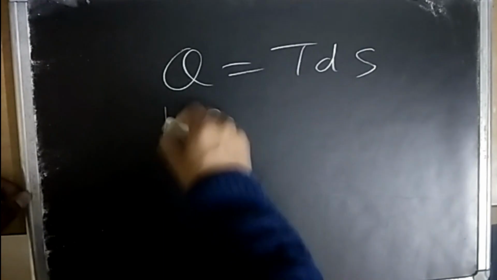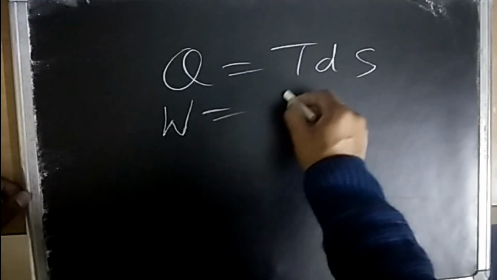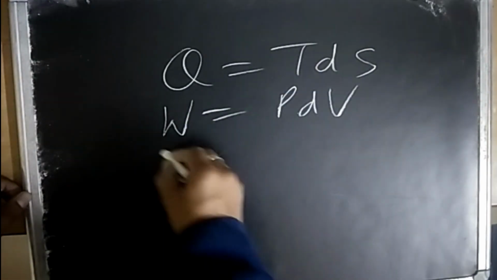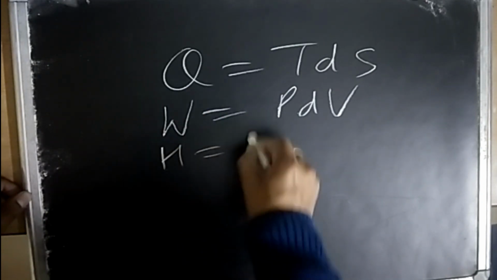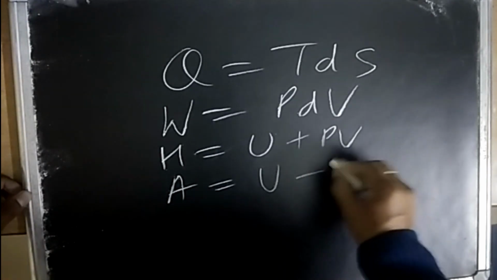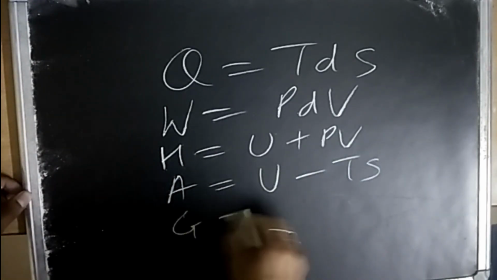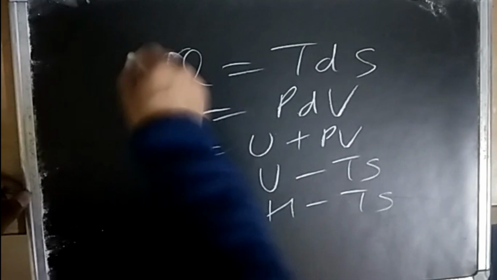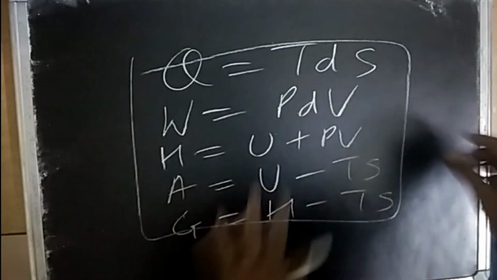You just need to know that q is TdS and work is PdV, and one more: u plus PV, a is u minus TS, and g is h minus TS. Remember just these things, and you can find out everything as it is. So these are the Maxwell relations. These give rise to the Maxwell relations.